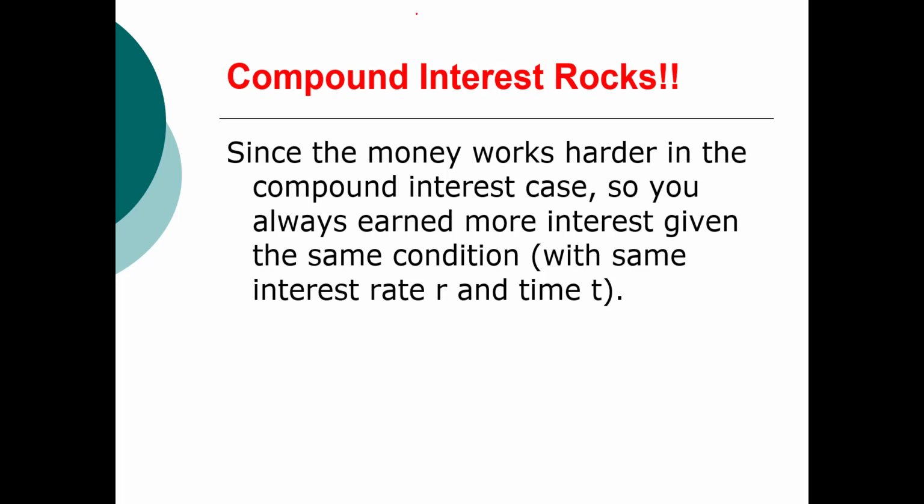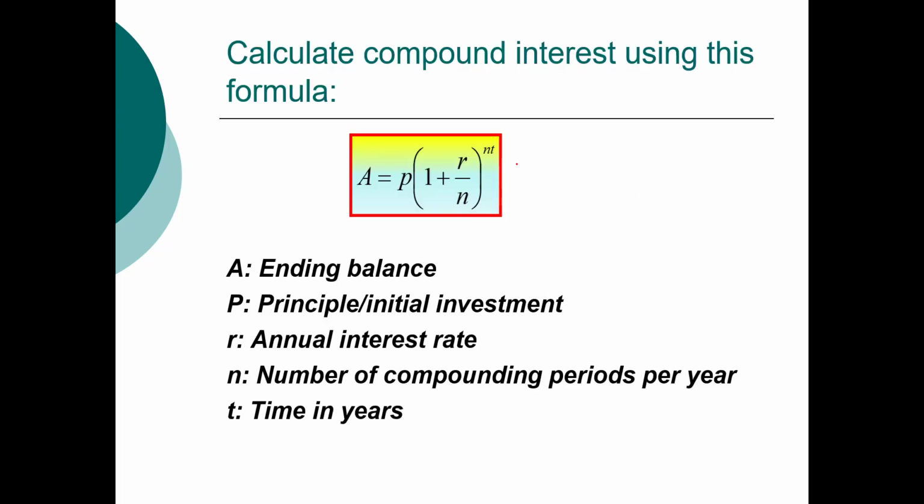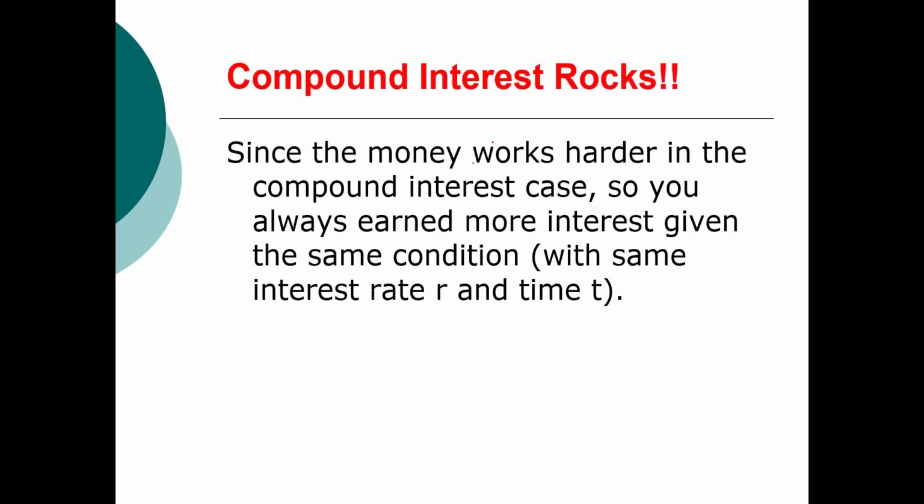Compound interest is better compared to simple interest because the money works harder in the compound interest case. Both the principal and the interest earn interest. We always earn more interest under the same conditions, with the same interest rate r and time t.